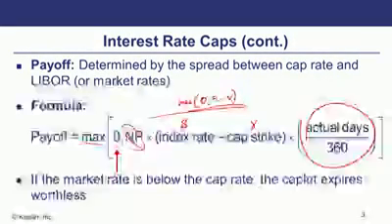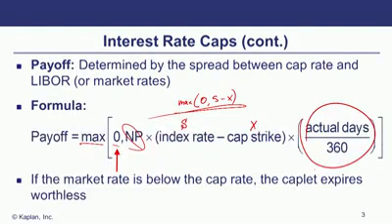And as a general rule, I would say whenever we are operating with LIBOR, we tend to use simple 360-day count convention. So if the market rate, if this LIBOR was below the cap rate, then we'll simply walk away. Our minimum payoff will be 0. If, however, the index rate was higher than the cap strike, then we'll exercise for some profit.